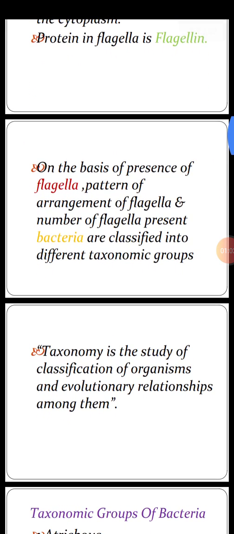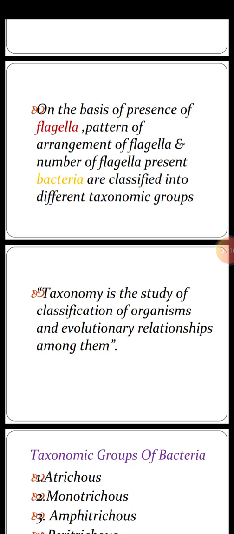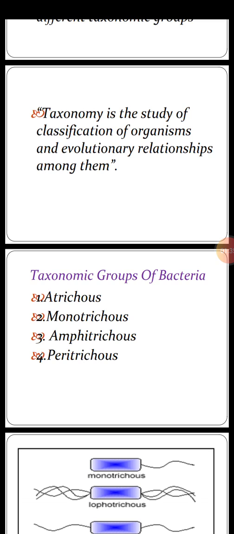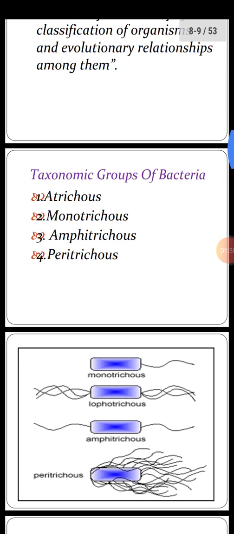On the basis of the presence of flagella, the patterns of arrangement of flagella, and their numbers, bacteria are classified into different taxonomic groups. Now, what is taxonomy? It is the branch of biology that deals with the classification of organisms and the evolutionary relationships among them. Taxonomy is the study of classification of organisms and their evolutionary relationships on the basis of evolution.